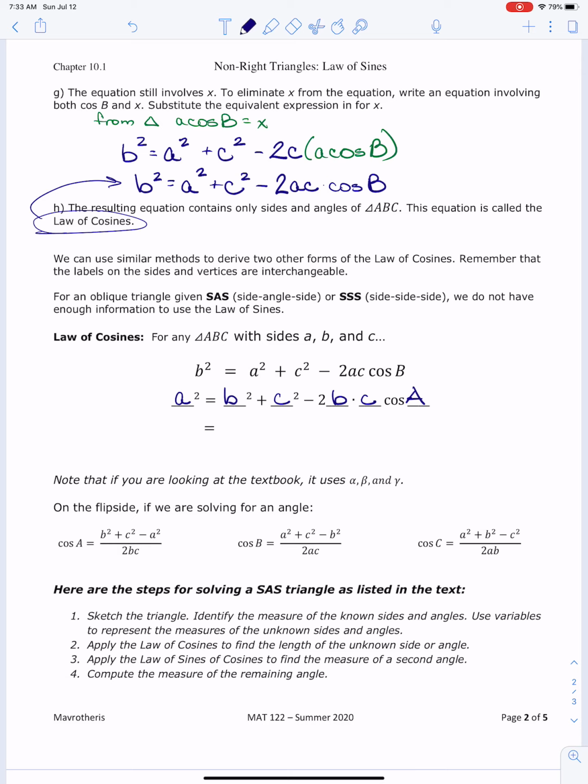So last one, c squared is going to equal a squared plus b squared minus 2 times a times b times the cosine of angle c. Notice that the pattern holds, looks exactly the same in all 3 of them. Whatever side length is alone on the side of the equation, that's the angle on the other side.